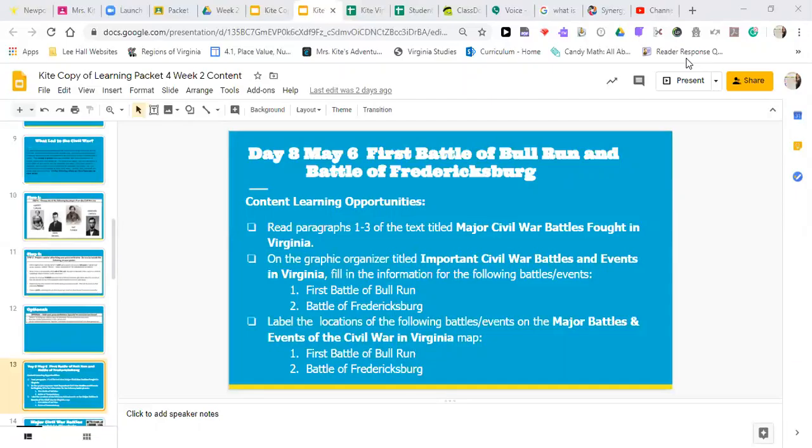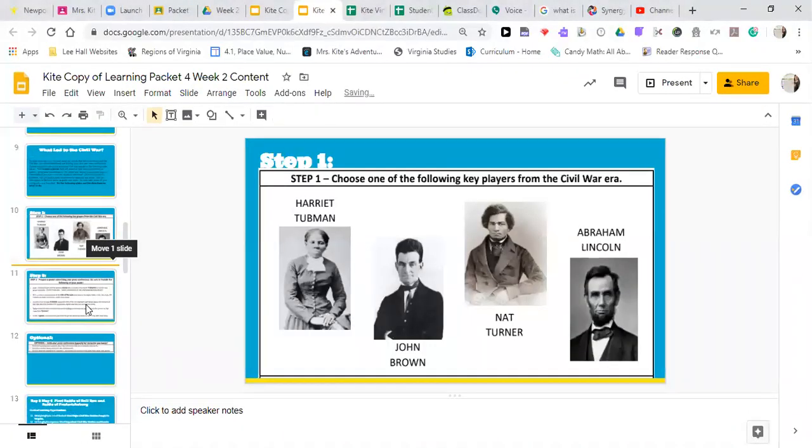Today we're going to read about the first Battle of Bull Run and the Battle of Fredericksburg. Then we're going to label the locations of those battles and events on the Major Battles and Events of the Civil War in Virginia map. So again, for day 8, we're talking about the first Battle of Bull Run and the Battle of Fredericksburg. Now, as you probably guessed from the title, the first Battle of Bull Run, there were actually 2 battles of Bull Run. That's always something that's really interesting to me.